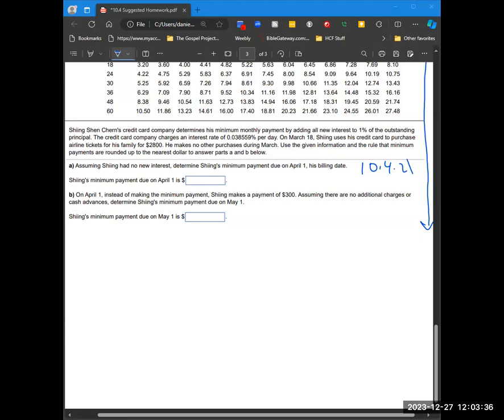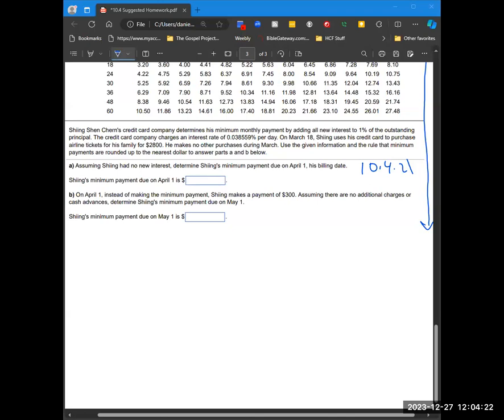So Xing Shen Chern's credit card company determines his minimum monthly payment by adding all new interest to 1% of the outstanding principal. The credit card company charges an interest rate of 0.038559% per day. On March 18th, Xing used his credit card to purchase airline tickets for his family for $2,800. He made no other purchases during March. Use the given information and the rule that minimum payments are rounded up to the nearest dollar to answer parts A and B below.